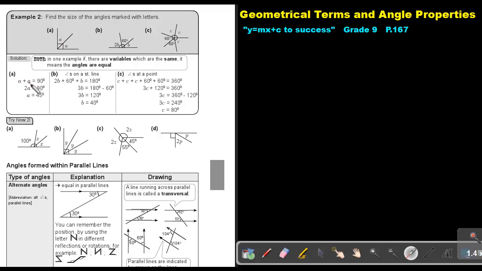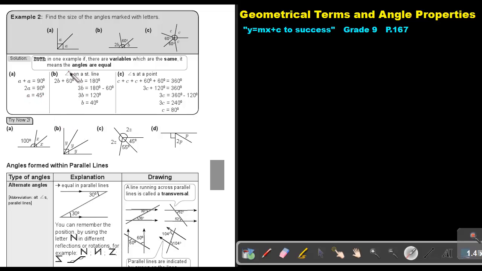So A plus A is equal to 90 degrees. So 1 plus 1, it's 2A is equal to 90 degrees. Now what is the equation? I want to get 1A, so I divide by 2. If I divide this side by 2, I must also divide this side by 2. So the value of A is equal to 45 degrees.